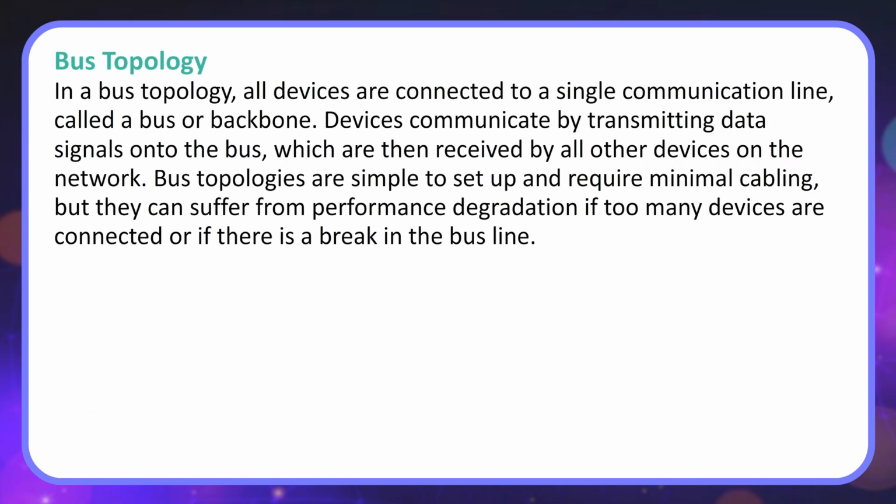Bus topology. In a bus topology, all devices are connected to a single communication line, called a bus or backbone. Devices communicate by transmitting data signals onto the bus, which are then received by all other devices on the network. Bus topologies are simple to set up and require minimal cabling, but they can suffer from performance degradation if too many devices are connected or if there is a break in the bus line.